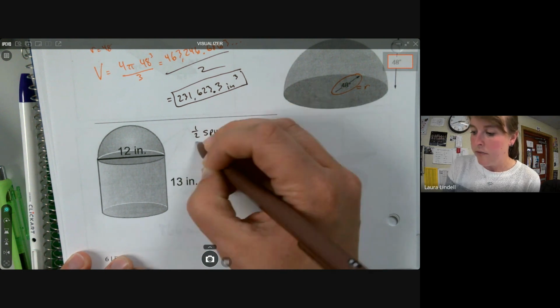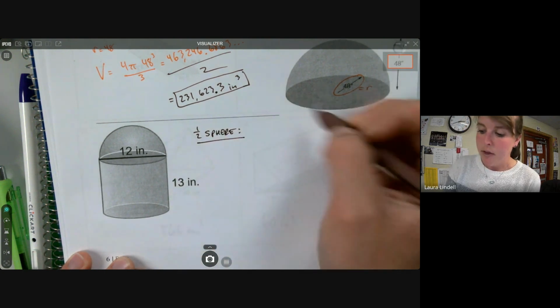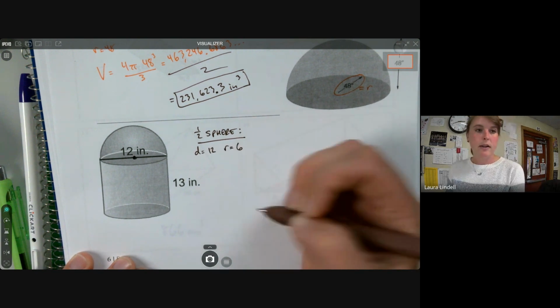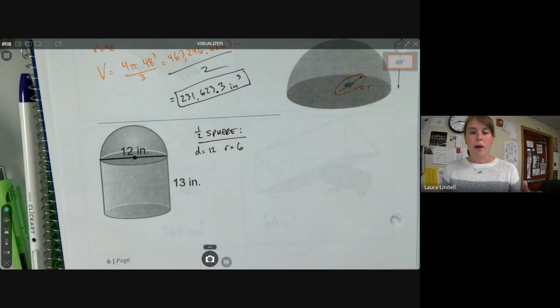And we just found the volume of a half sphere up here. On this one, they gave us the diameter of 12, which means that the radius is 6. So pause the video here and see if you can find that volume of the half sphere on your own. Then get it all started up again, and I'll show you, and you can check and see if you got your answer right. Okay, hopefully you paused the video and gave it a go.